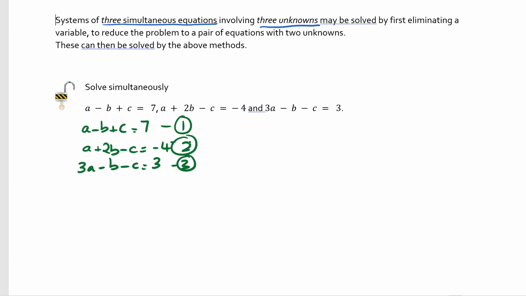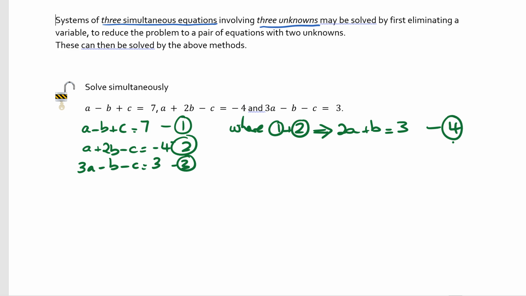So let's take equation 1 and equation 2. What would I have to do? I would add those. So 1 plus 2 will give me, the a's will add to give 2a, the b's, minus b plus 2b will give me b, and c plus minus c means the c's will disappear, and 7 plus minus 4 will give me 3. So I've got an equation with only 2 unknowns. Number it to keep track of it.